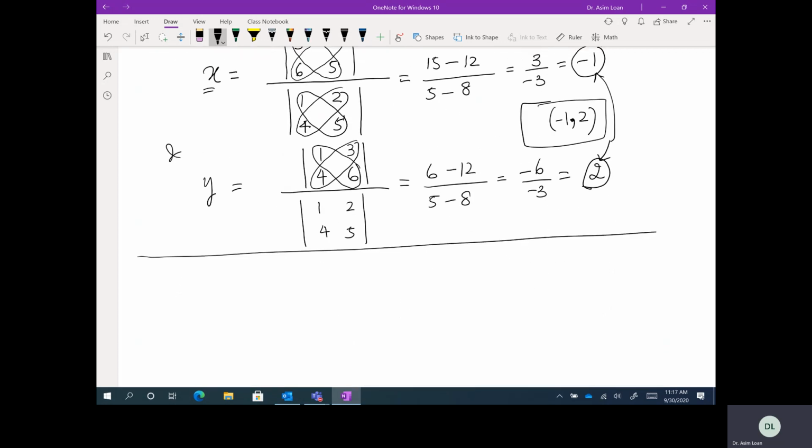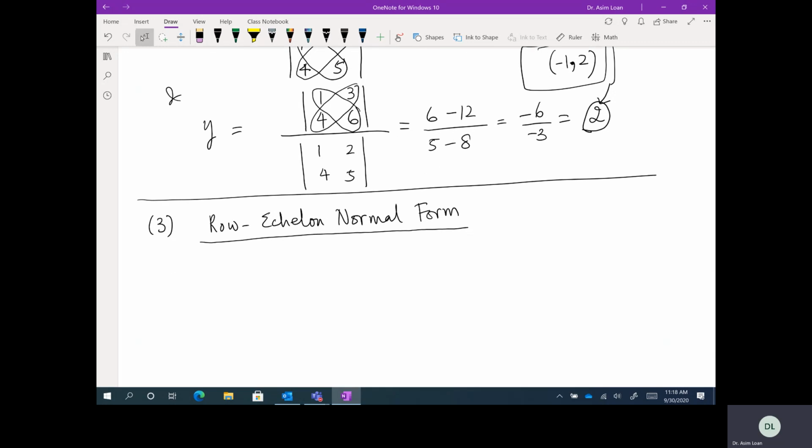The third approach is the row echelon normal form, also called the reduced row echelon form. What we do over here is we again try to do elimination by performing row operations.